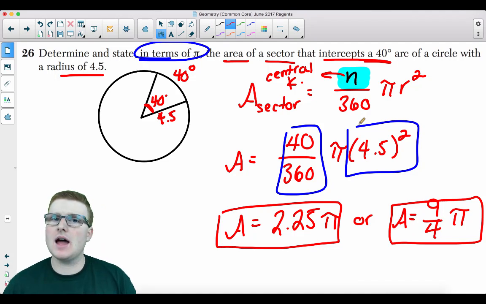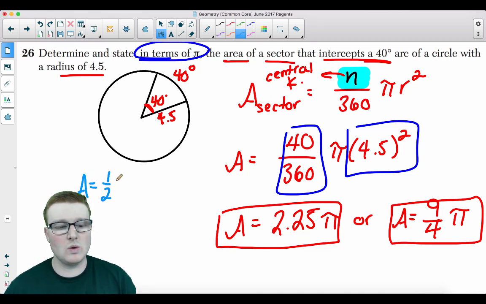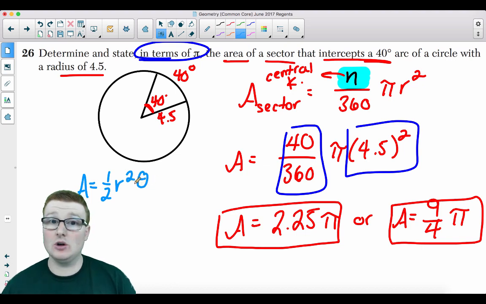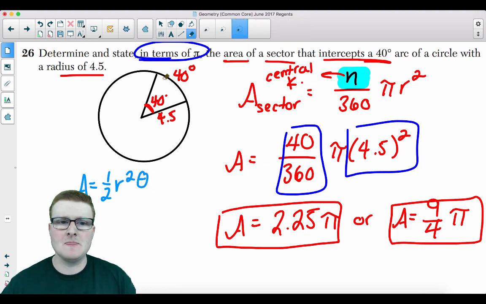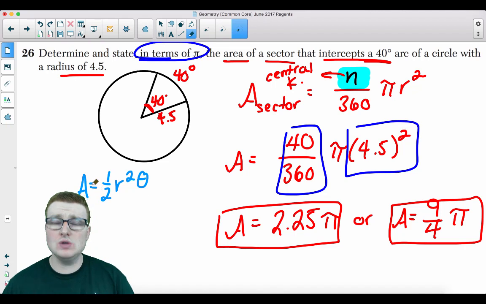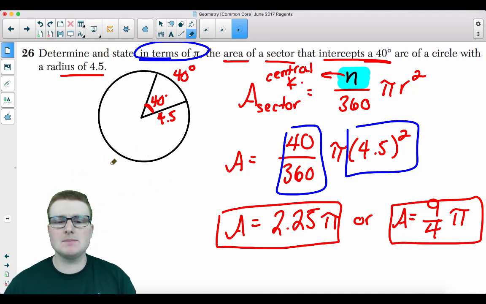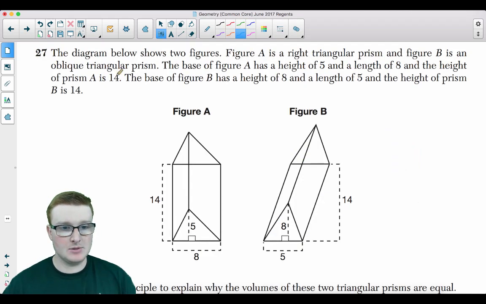Now that I'm thinking about it, I am not going to show you the other way to solve this problem. I will tell you that the other area formula, because there are two formulas, is A equals 1/2 r squared theta. But if you don't know how to use that one, forget that I just said that. That formula will come in useful in later Regents exams or even earlier Regents exams. You might see it pop up here and there, but those formulas could both be used interchangeably. Number 27.